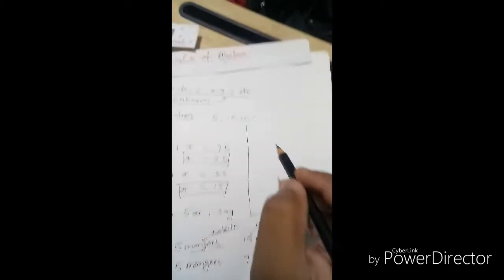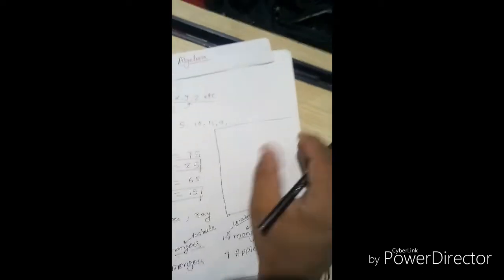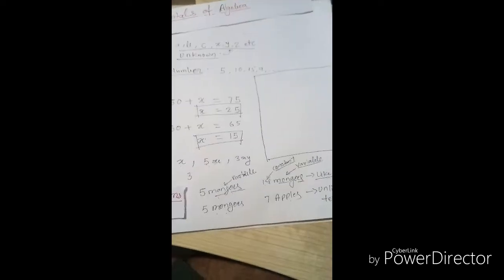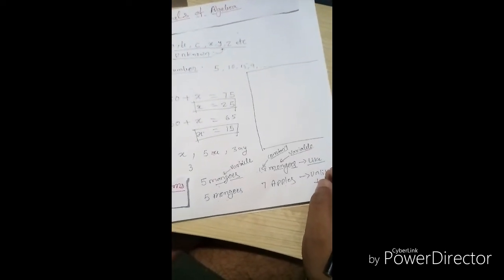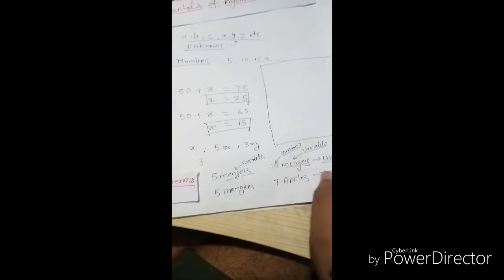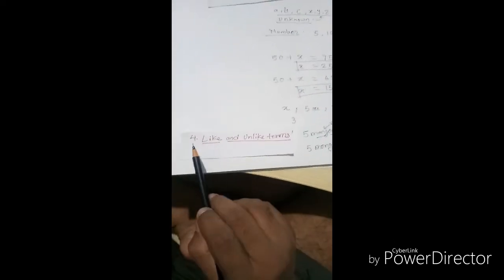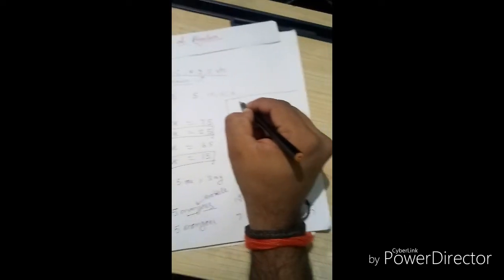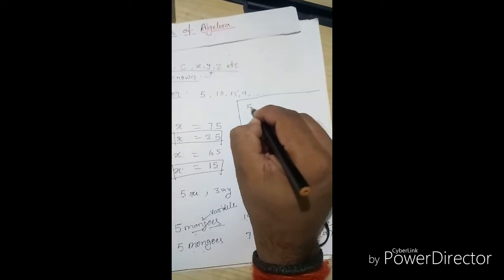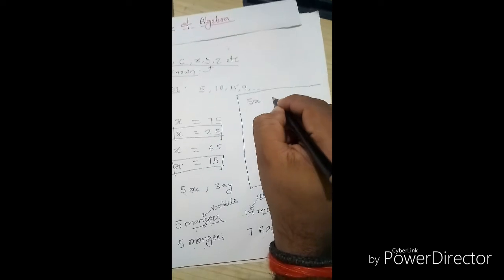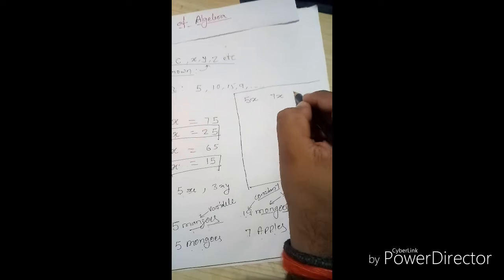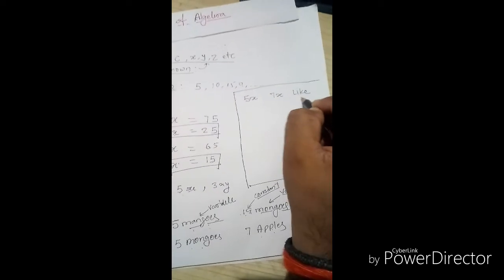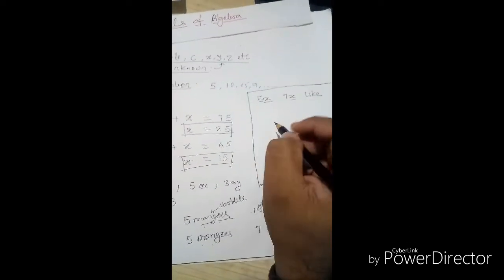Without going anywhere, on this page itself, so that you can easily refer to the entire thing, I'm keeping my camera at a certain height so that you can see the entire page. We are talking right now about like and unlike terms. Let's take an example in algebraic form. If I have 5x and 7x, both are like or unlike? Yes, you're right, they are like because the variables are the same.